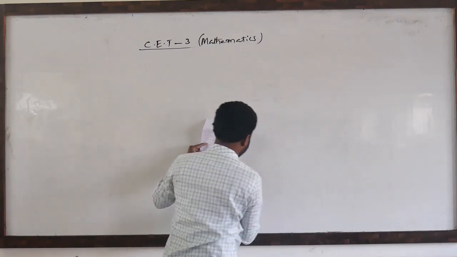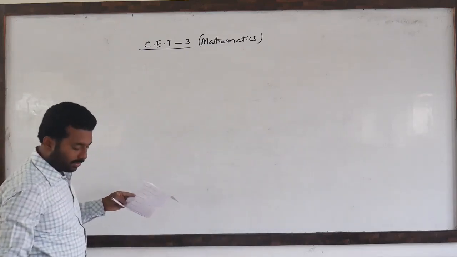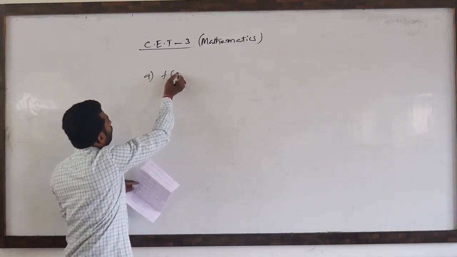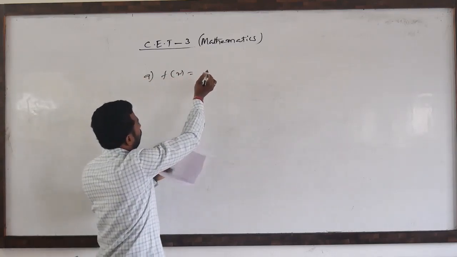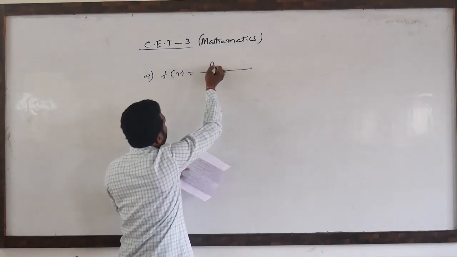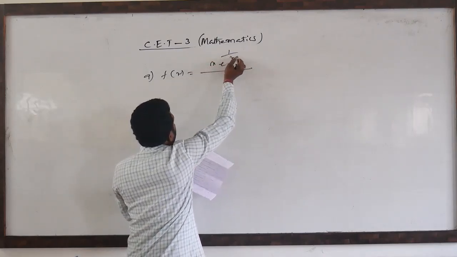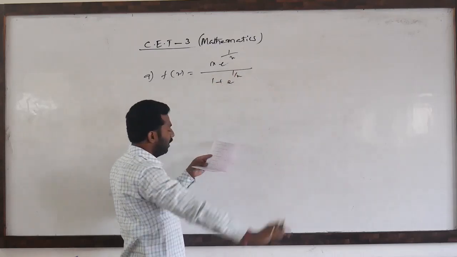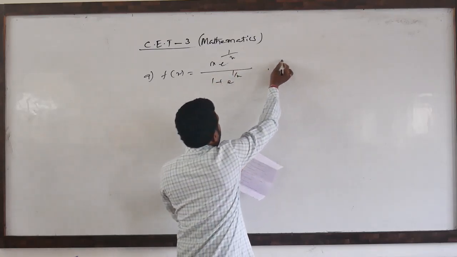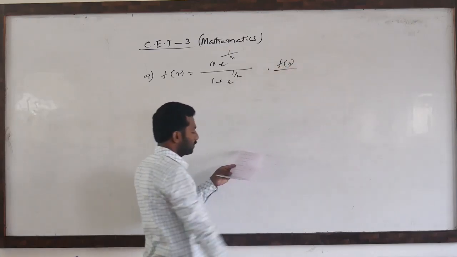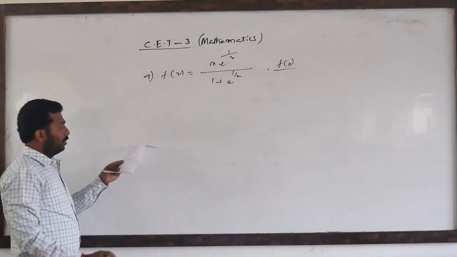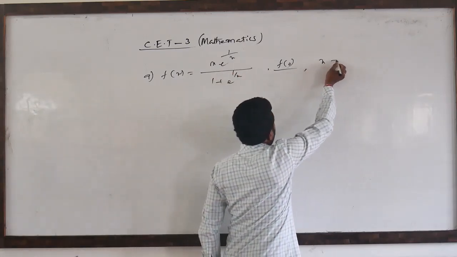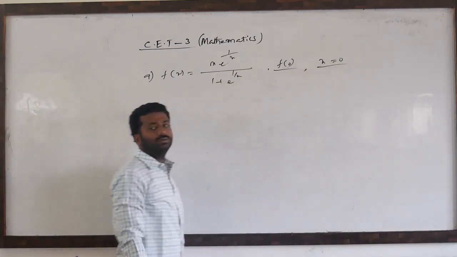Next, question number 9 we will see. In question number 9, one function is defined like this: f of x equal to x into e to the power 1 by x divided by 1 plus e to the power 1 by x. Then they are asking for f of 0. This function is continuous at x equal to 0.